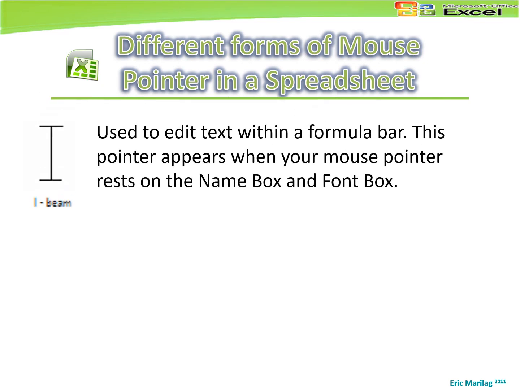And we have also the I-beam, used to edit text with a formula bar. So this pointer appears when your mouse pointer rests on the name box and function box, meaning to say if we have this, our data is ready to edit.